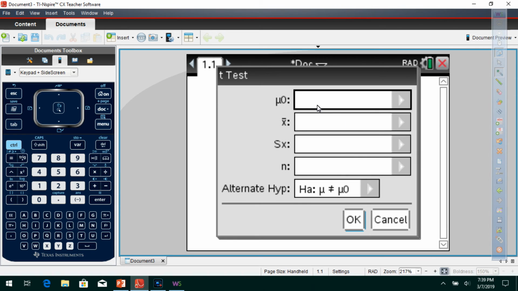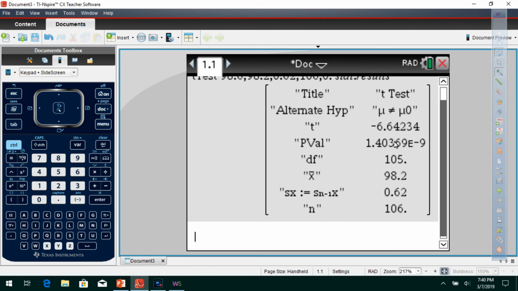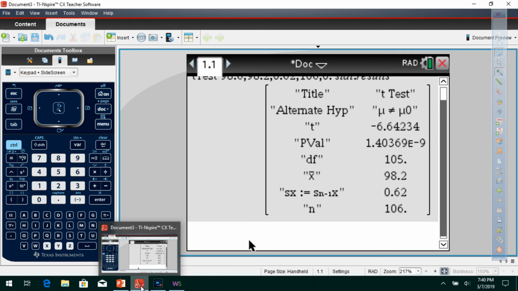And what do we got? Well, that's going to be 98.6. Our x bar is 98.2. Our standard deviation is 0.62. N is 106. And our alternate hypothesis is not equal to 0. So we click OK, and we get a p-value. Whoa.